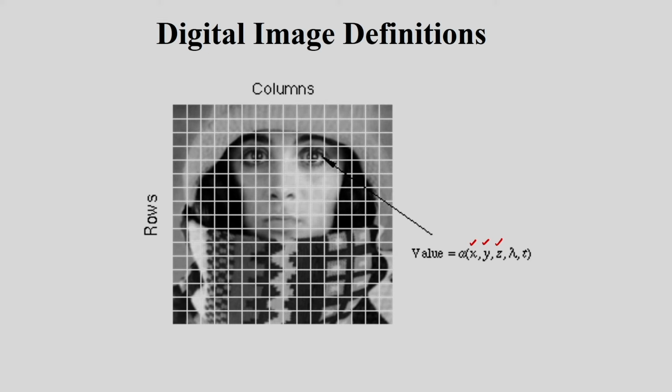And if I consider the color image, lambda means the color information. And if I consider the video, it means the number of frames per second, so I have to consider temporal information. So t is the temporal information. So image is represented by x, y, z, lambda, t. x and y are the spatial coordinates, z is the depth information, lambda is the color information, and t is the temporal information. And that is one definition of digital image.